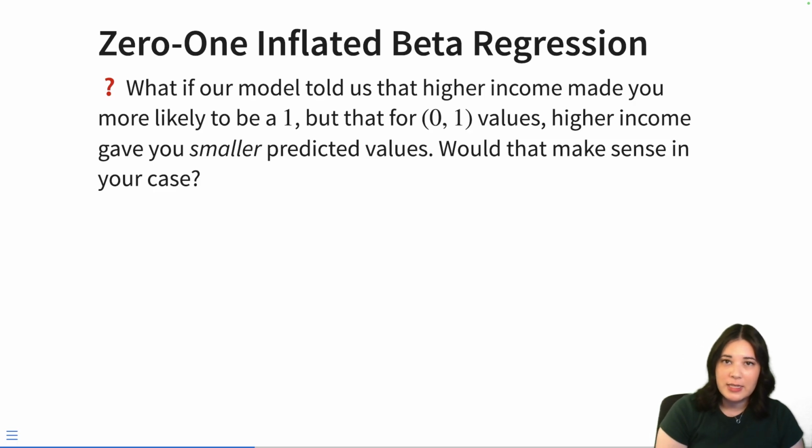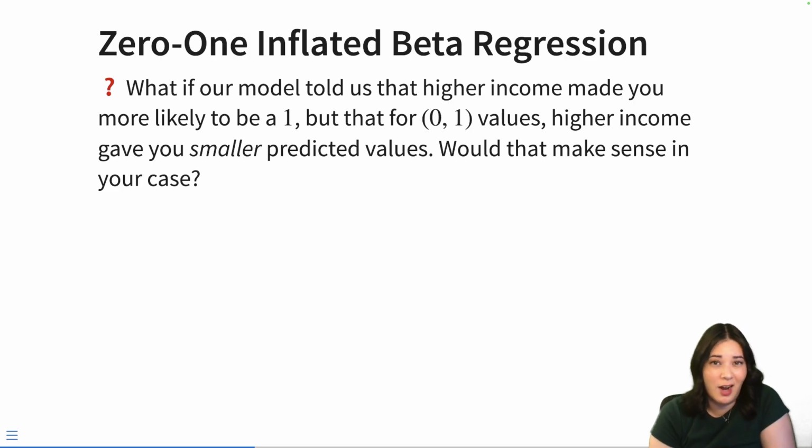For instance, let's say we're modeling the proportion of items you got correct on a spelling test. If higher income means you're more likely to get 100%, would it then make sense that if you're between 0% and 100%, higher income actually makes you have a lower spelling score? In that case, probably not. And so in that case, we might not want to use 0-1 inflated beta regression.